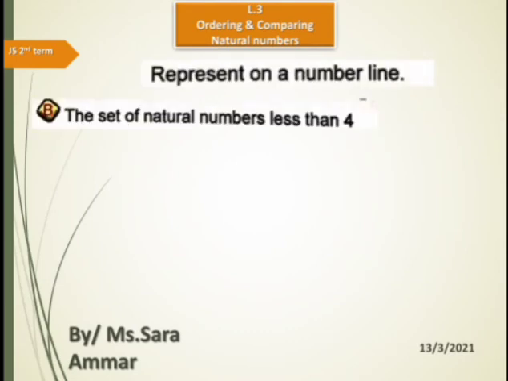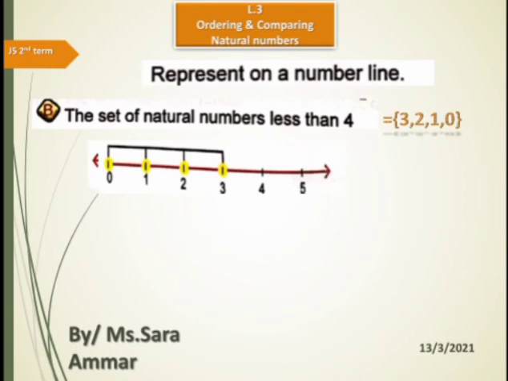Another practice for the number line: the set of natural numbers less than 4. What are the natural numbers less than 4? We have 3, 2, 1, and don't forget about the 0, okay? And this is how we represent it. We can match them with a black line like this, or you just highlight them: 0, 1, 2, 3.